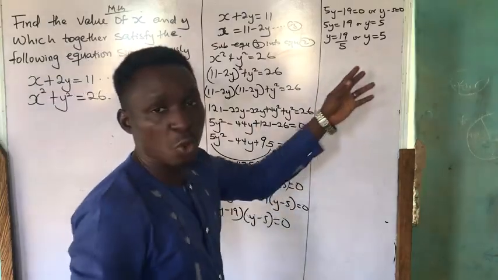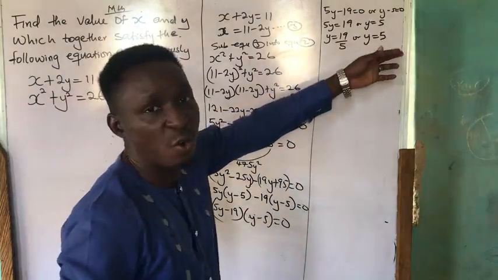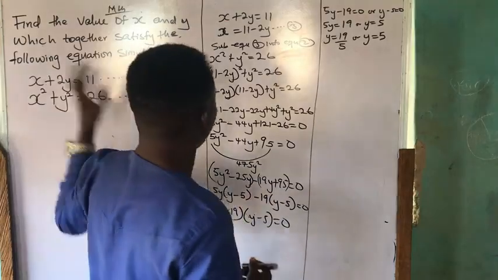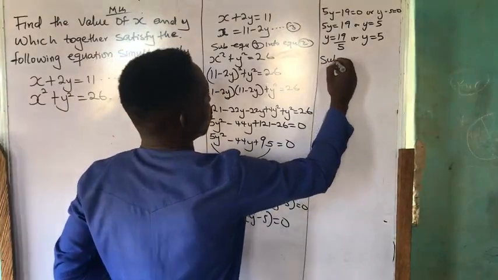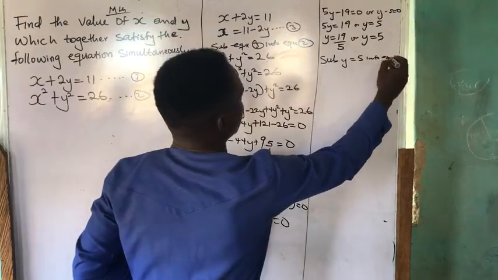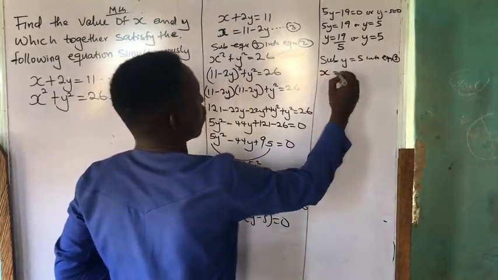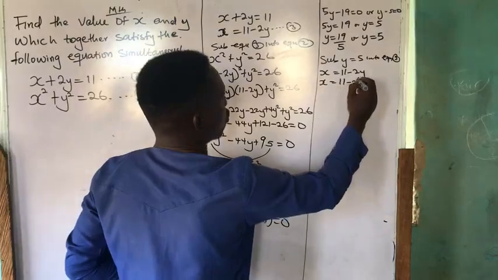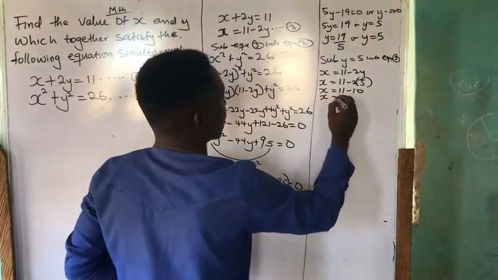So the next thing we need to do is find the value of x. In order to find x, substitute any value of y into equation 1 or equation 3. So I'm going to substitute y is equal to 5 into equation 3. Equation 3 is x is equal to 11 minus 2y. x is equal to 11 minus 2 times 5. x is equal to 11 minus 10. x is equal to 1.